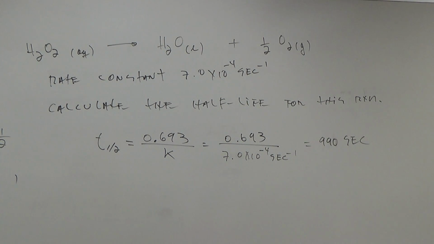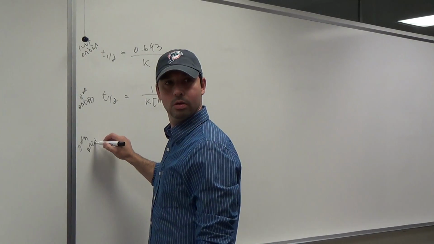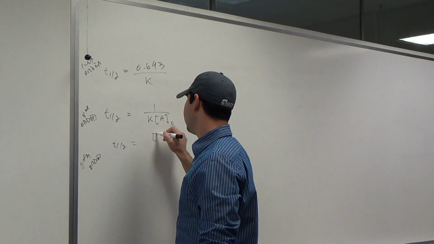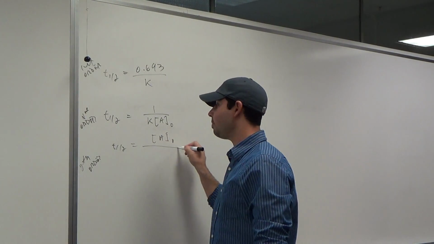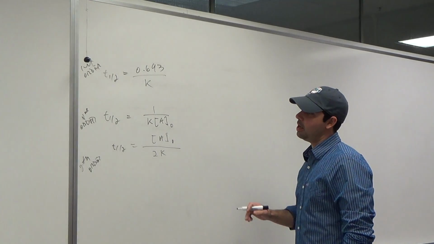So, and what's zeroth order? Something like A0 divided by 2K. A0 goes on the top, yes? Yes. Okay, 2K. All right, whatever.